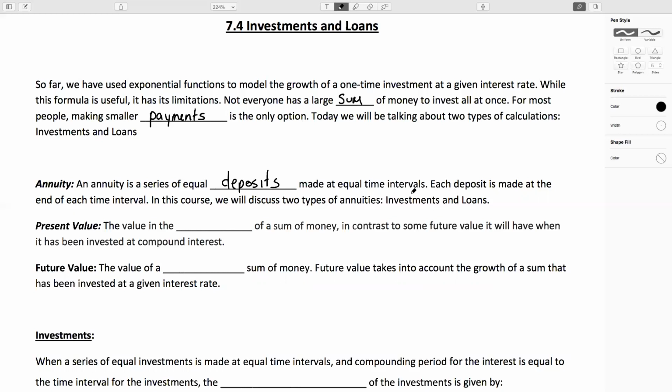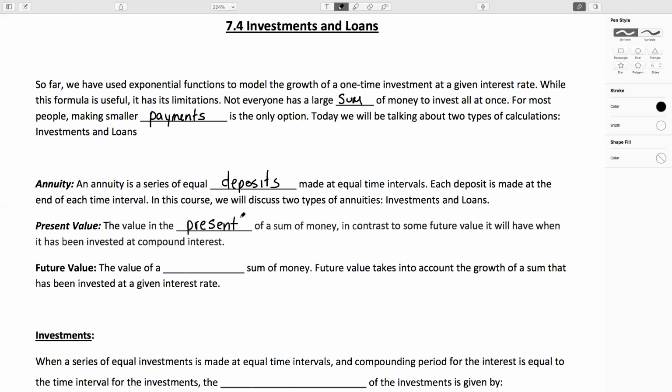So let's talk about two other terms. We've talked about these a little bit before, but I want to define them and be really explicit about how they work and what they are. First one's called present value. So the present value is the value in the present, as you might have guessed, of a sum of money, in contrast to some future value it will have when it has been invested at compound interest. So think of the present value as being like, how much is it worth today?